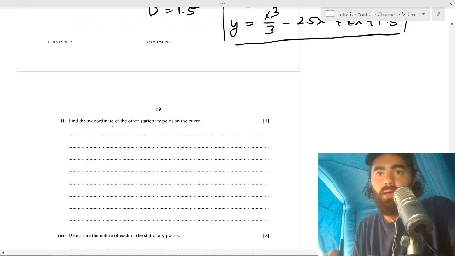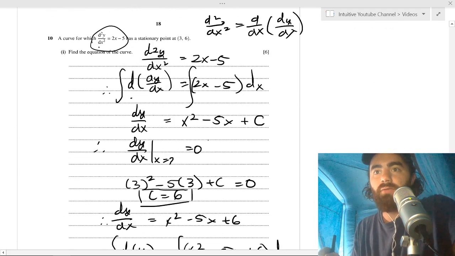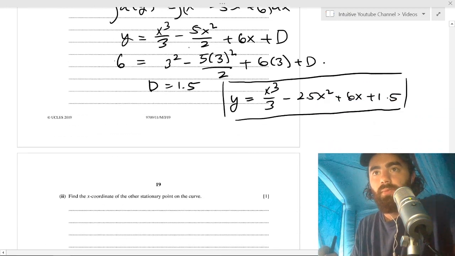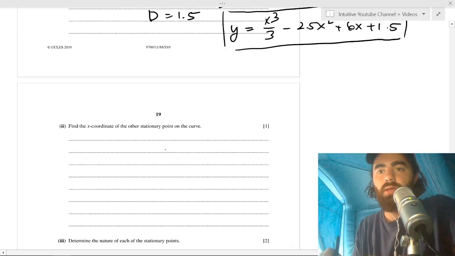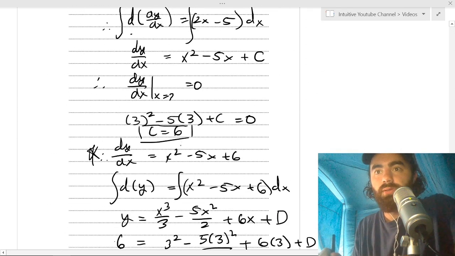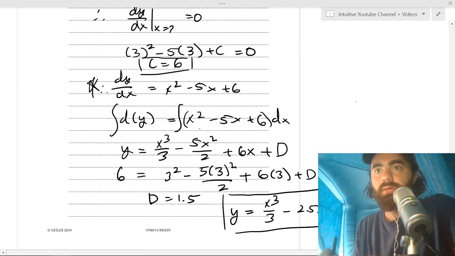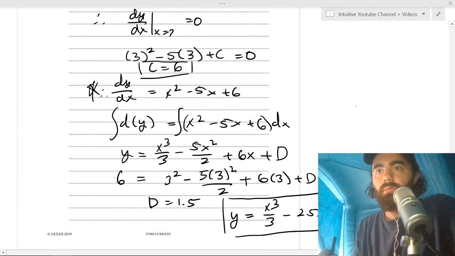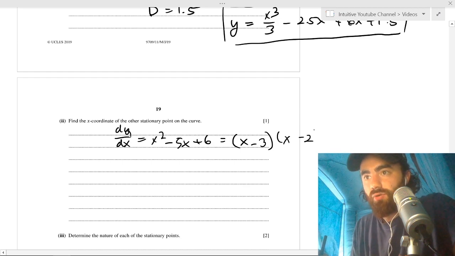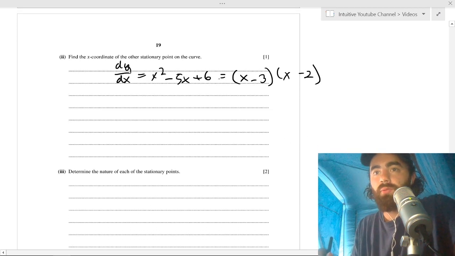And then it wants us to find the x-coordinate of the other stationary point. Well, we have an equation for our first derivative, which is here. And we know that one of the stationary points occurs at x equals 3. So we have this that equals x squared minus 5x plus 6. And we can factorize that to be (x minus 3)(x minus 2). So that's our first stationary point, which is given in the question. So the second stationary point occurs at x equals 2.